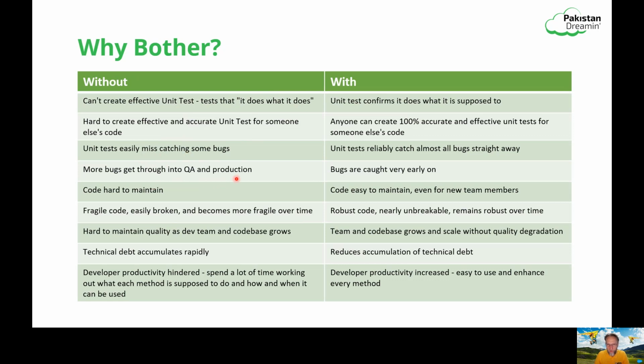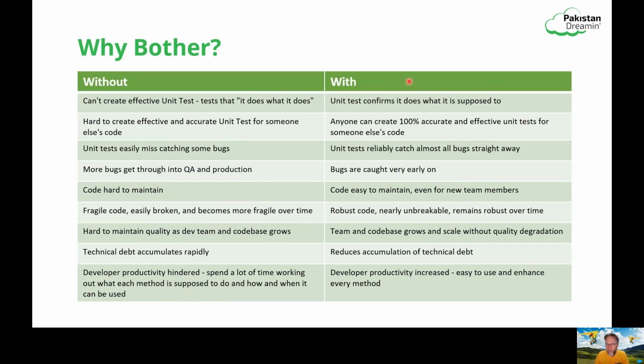So you get more bugs getting through to QA and production, and code that's hard to maintain. You end up with fragile code. It's easily broken, and it becomes more fragile over time as these issues accumulate. Particularly as the dev team and code base grows, the quality is really hard to maintain, technical debt accumulates, and ultimately developer productivity is hindered because they're spending a lot of time trying to work out what each method's supposed to do, how to use it, and accidentally breaking things.